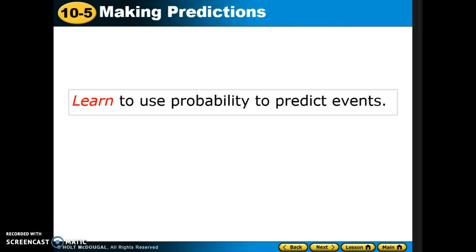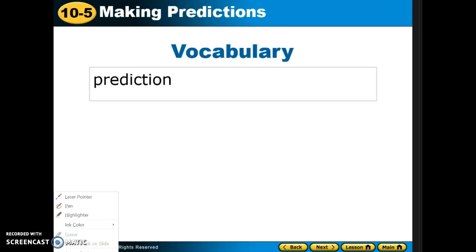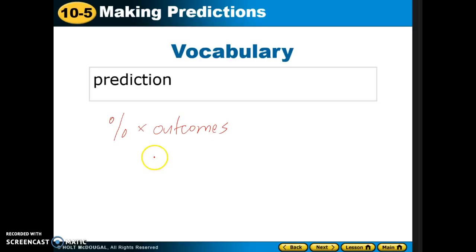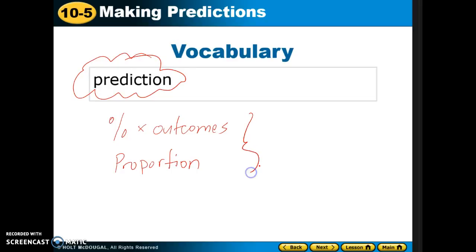Alright, so to wrap up, you can use probability to predict events a couple of ways. By using multiplication, you can multiply the percent times the predicted number of outcomes, okay? So, percent times outcomes, or you can set up a proportion. And as you can probably tell, I like this best, proportion. So those are 2 ways to make predictions, super important, predictions based on data and based on probability.